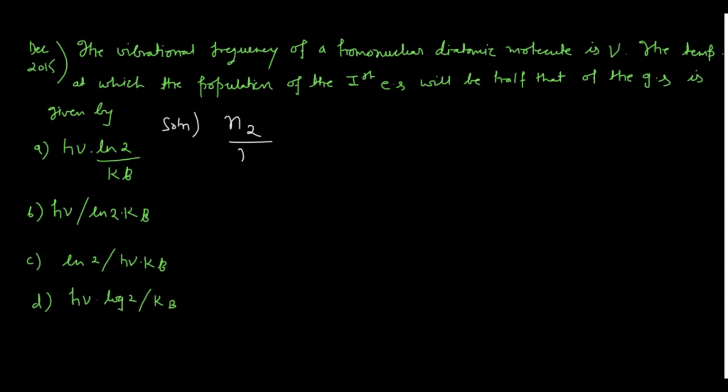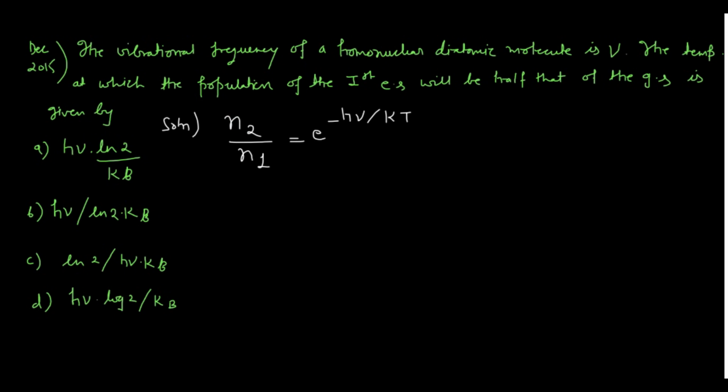Population in the second state over population in the first state equals e to the power of negative h nu by kT. This is the exponential form. There is no problem in that. The question says that the vibrational frequency of a homonuclear diatomic molecule is nu, and the temperature at which the population of the first excited state will be half of the ground state. If this is the ground state and this is the excited state, then this would be half of this one. This parameter is given in the question itself.